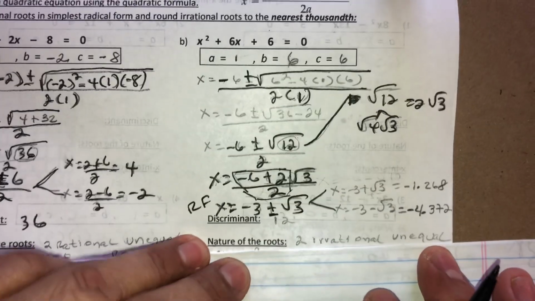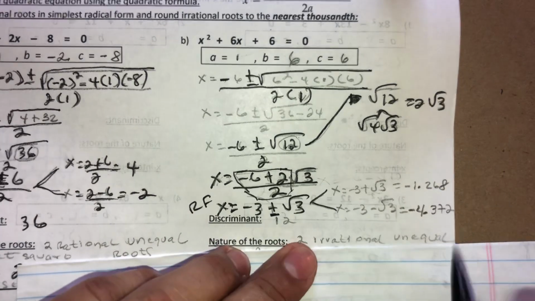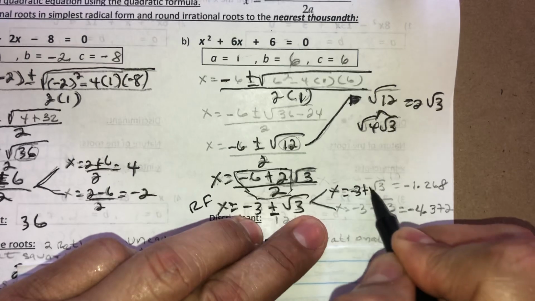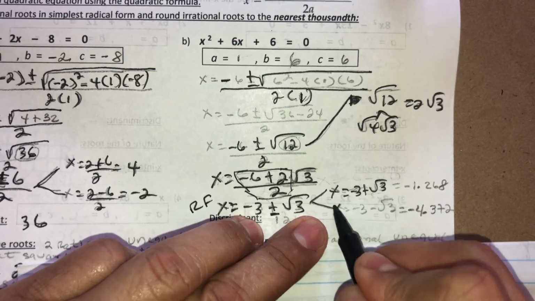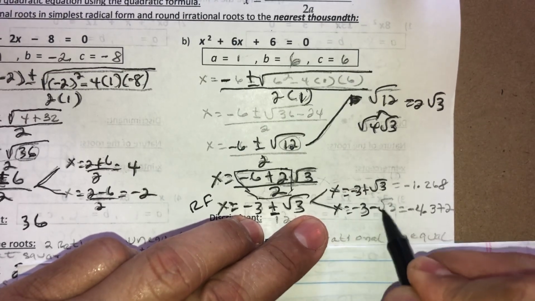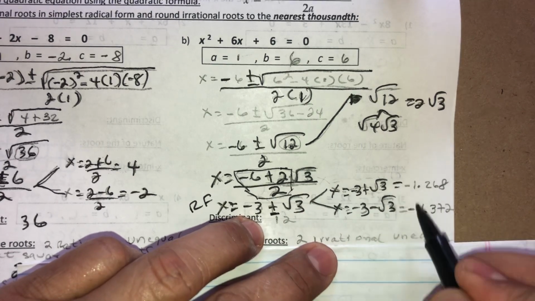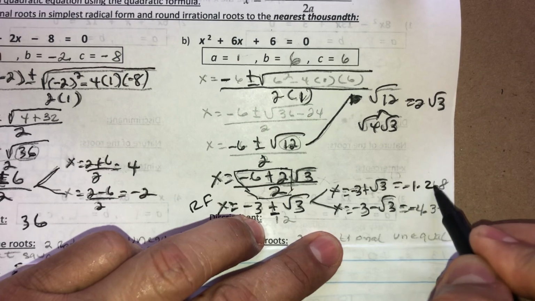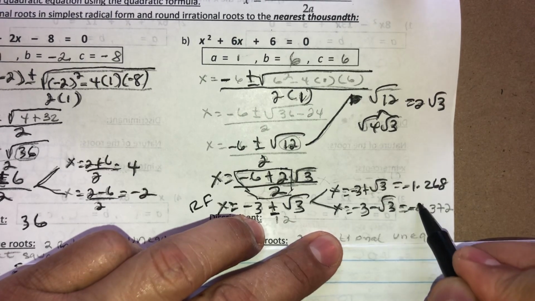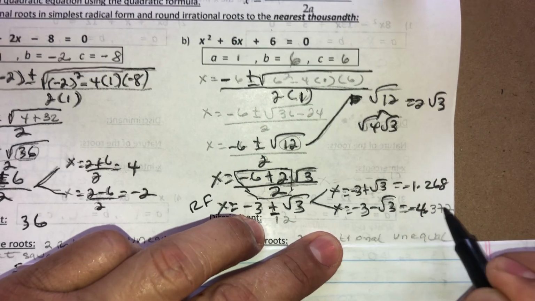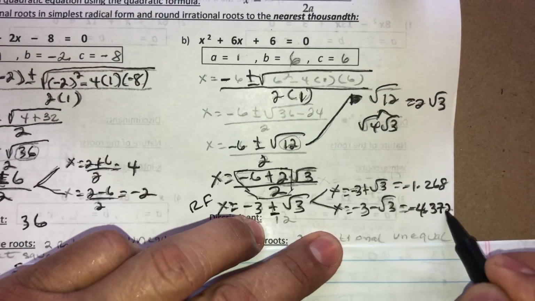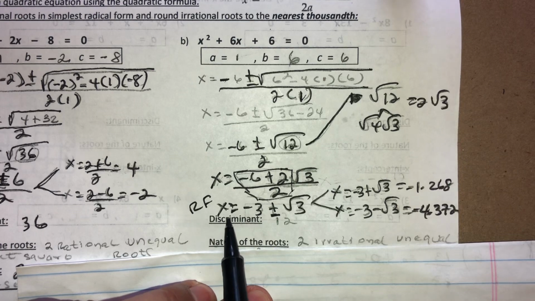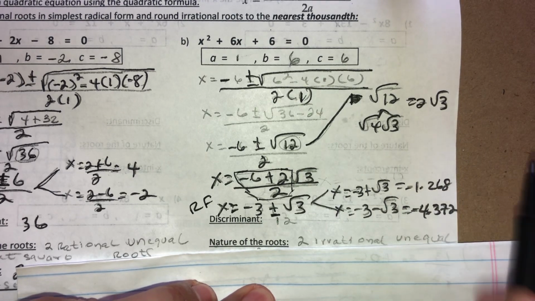If you can see, what I did here is I separated them: negative 3 plus radical 3, negative 3 minus radical 3, and I just put it in the calculator. So they're both going to be negative. 1.268 will be this one, and this will be negative 4.372. So I have my answer in two different forms, simple radical form and as a decimal, okay?